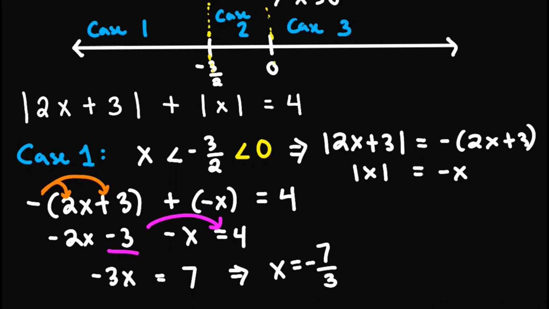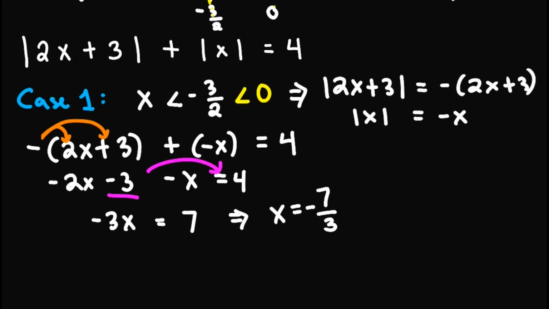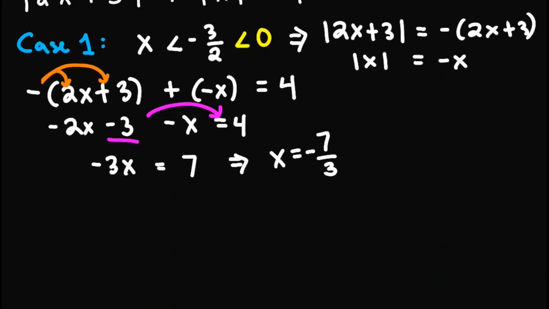So this is our first value. First possible value, to be specific, since we will still be checking these values to make sure that it is valid in this equation. Let's go on to our case 2.